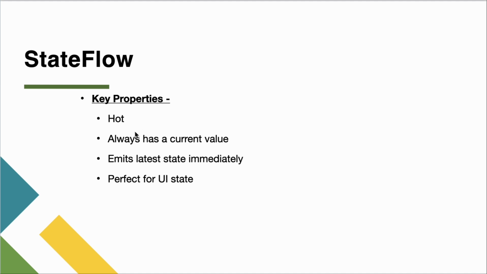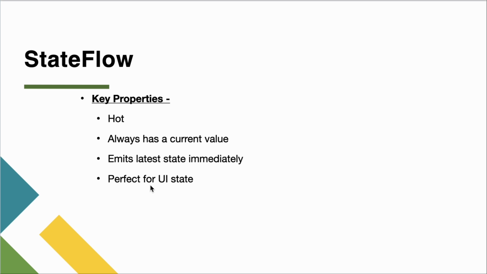Like for example, the key properties are: always have a current value, emits the latest state immediately, and perfect for UI state. I will quote a simple example. Let's say there is a text view, the edit text where you as a user are allowed to pass some value. So by default, when you launch that UI, you will see hello world in the edit text. Now, as soon as you start changing the data, as soon as you start typing something, you will see the latest value inside the edit field.